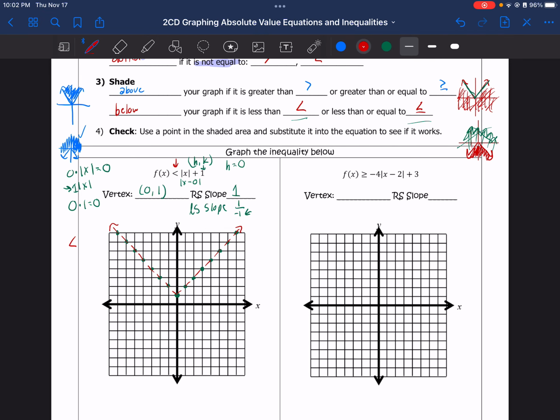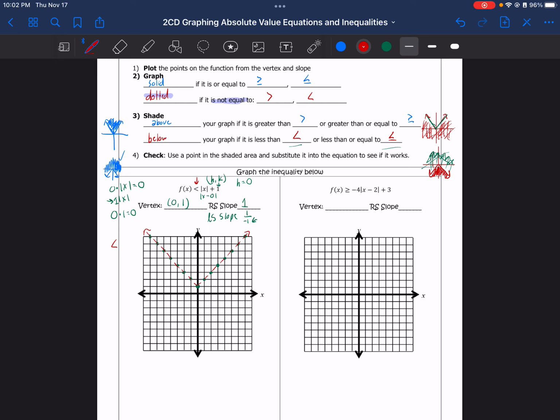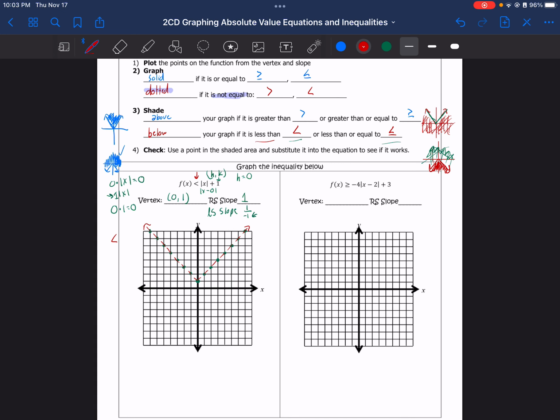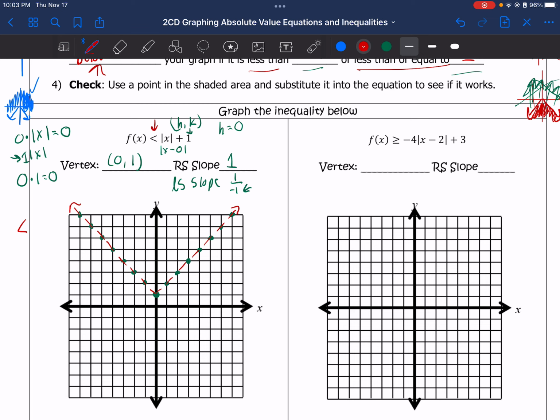Now we are going to look at our inequality to see how we are going to shade. We look at our shading notes, and we see that with a less than sign, we have to shade below our graph. So that just looks like this right here. We're just going to shade below our graph. And that is practically it with graphing absolute value inequalities.